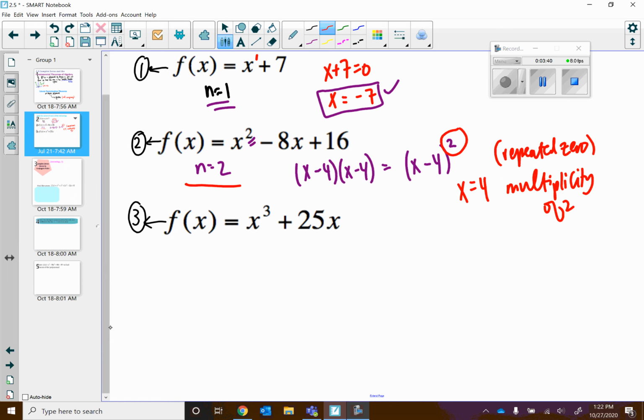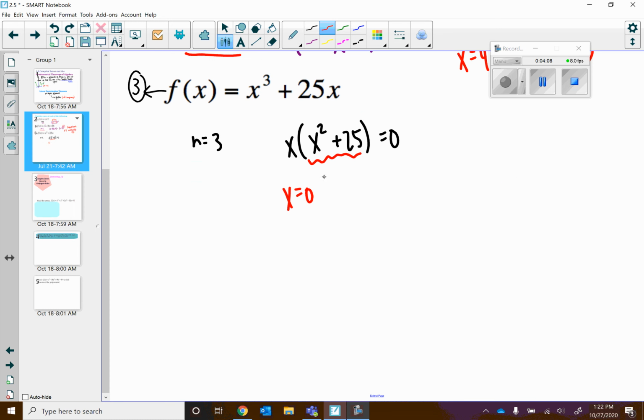And then last but not least, we have x cubed plus 25x. First thing I'm going to do is note that our degree is 3, so I should expect to see 3. I can also factor out an x. I'm left with x squared plus 25. If I factor this, well, actually I can't really factor it, but I can set each of my pieces equal to 0 and then solve.